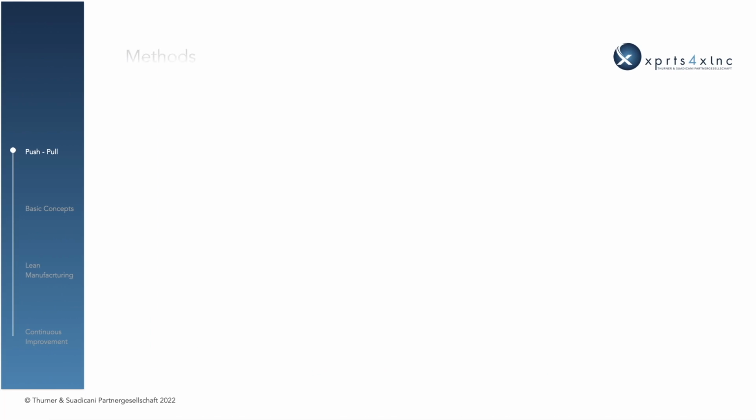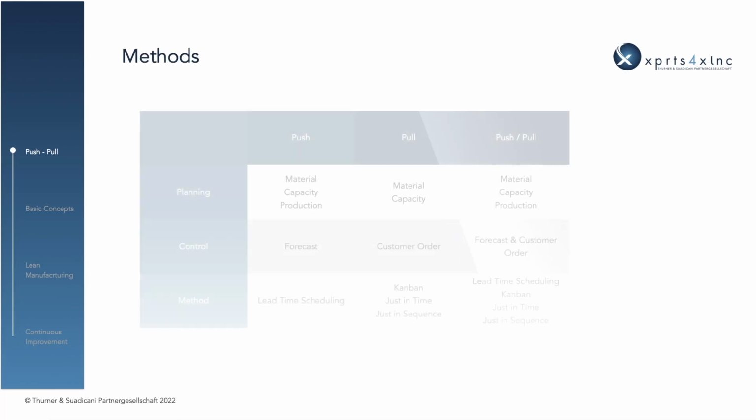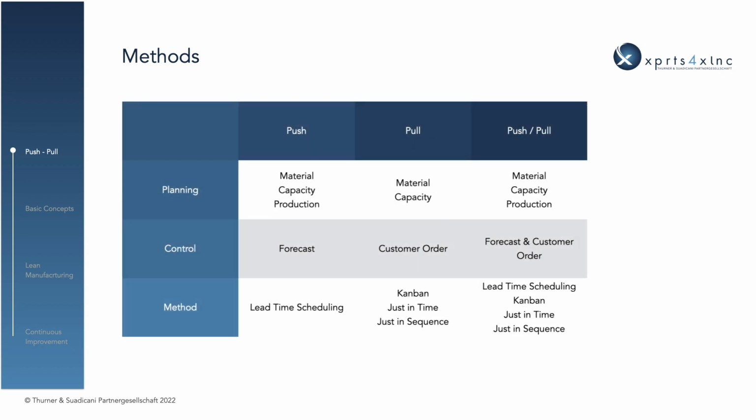And finally, let's look at some methods that must be applied on push and pull systems. In push systems, material, capacity and production needs to be planned ahead. The forecast is the control instrument, and the method is lead time scheduling. In pull systems, only material and capacity needs to be planned, while the production sequence is determined by the receipt of customer orders. The customer order is the control instrument. Methods used are Kanban, just-in-time or just-in-sequence. In combined push-pull systems, the combination of both is required.